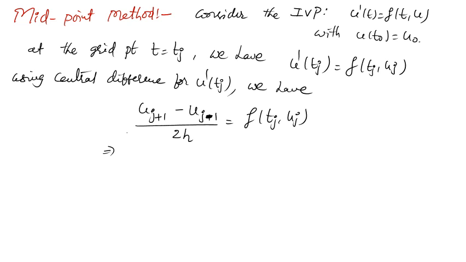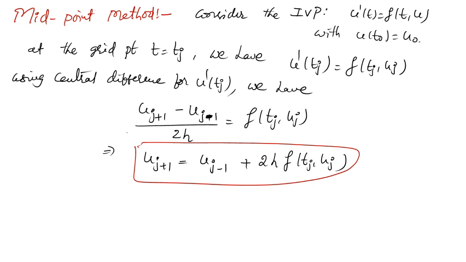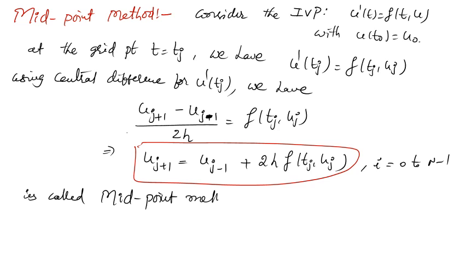So what is this? Becomes uj plus 1 is equal to uj minus 1 plus 2h into f of tj comma uj. This method, for i equal to 0 to n minus 1, is called midpoint formula, midpoint method or formula. And what is the truncation error? The local truncation error.